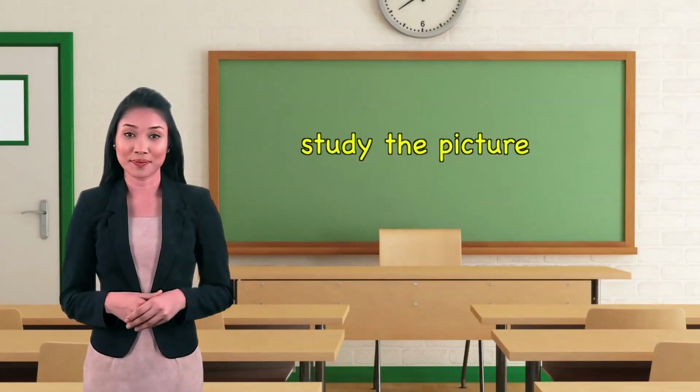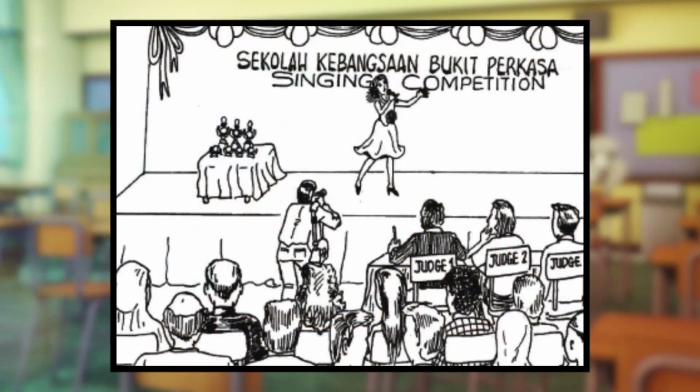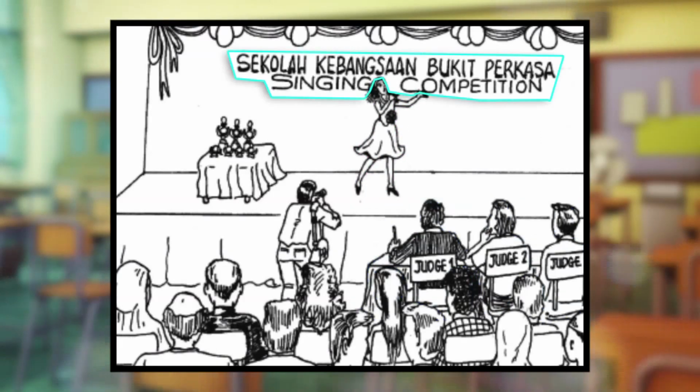Study the picture. Look at the picture. The picture will tell you what the text is about in brief. For example, Section D in 2014 was about a school singing competition. Let's study every detail in the picture. The picture shows a contestant singing on stage while 3 judges are watching. The backdrop of the stage says, Sekolah Kebangsaan Bukit Perkasa Singing Competition.